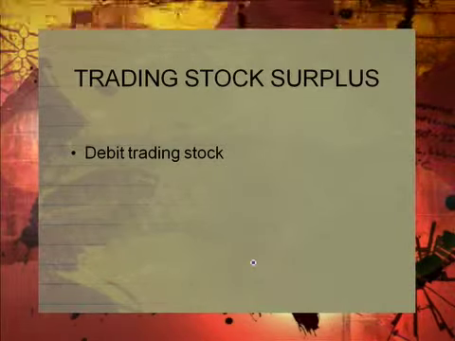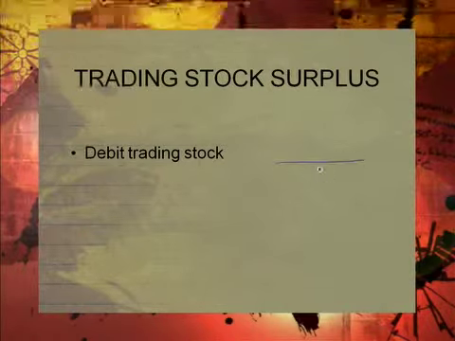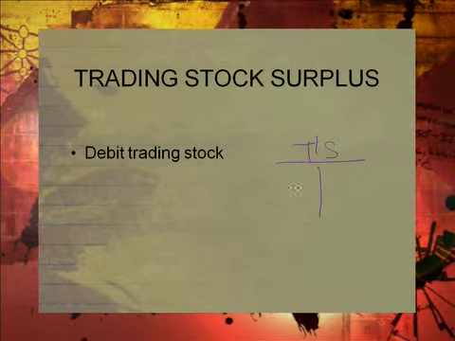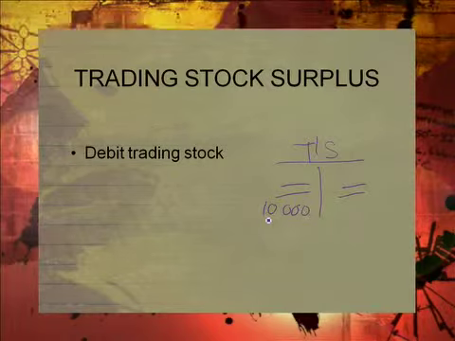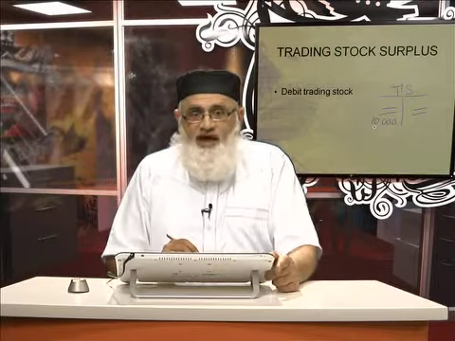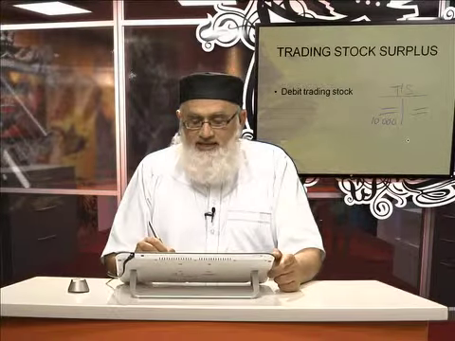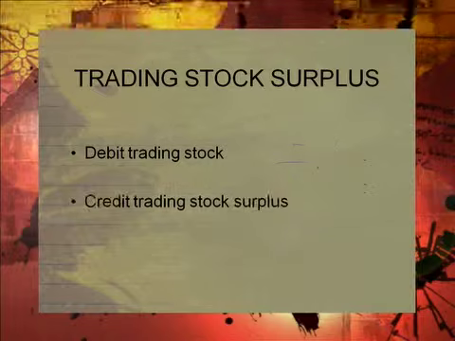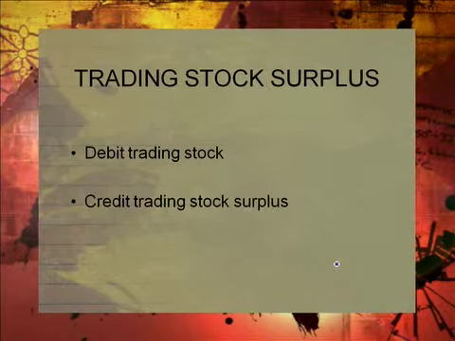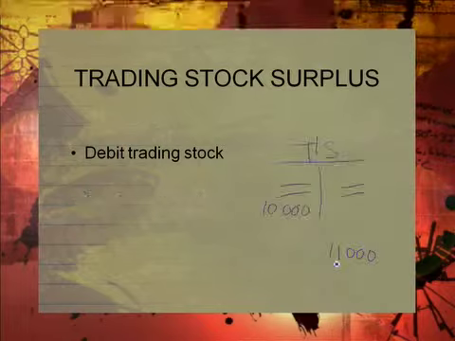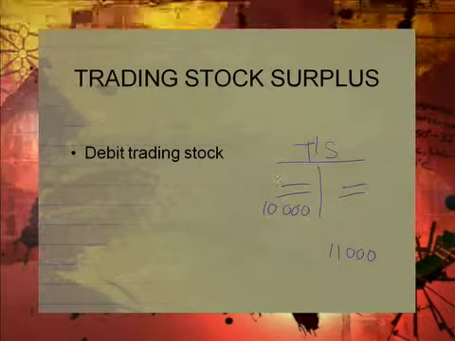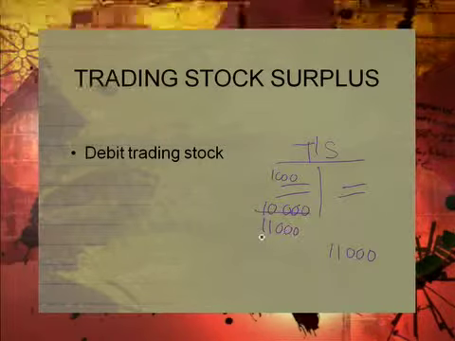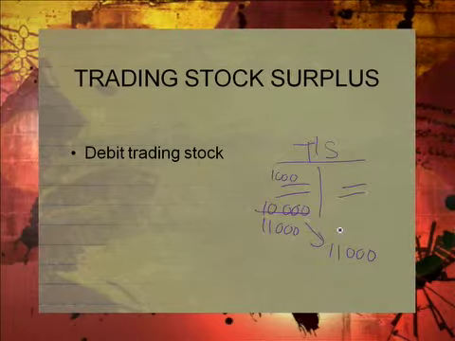What about the trading stock surplus? What are we going to do here? Once again, watch the scenario. There's your trading stock account. It has a balance of 10,000 Rand. And when you do a physical stock count, you find that the value of your trading stock is 11,000 Rand. Clearly now, you're going to debit your trading stock account to increase its value. Watch this here. You're going to debit your trading stock with 1,000 Rand, which will result in your new balance being 11,000 Rand, which will conform with your physical stock count.